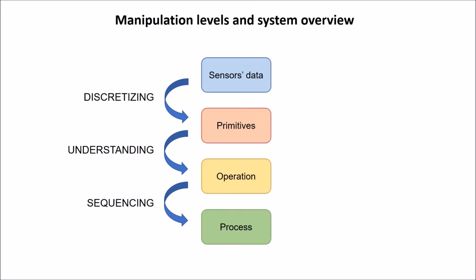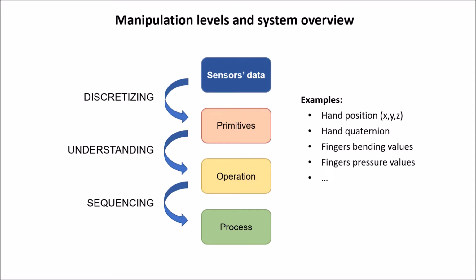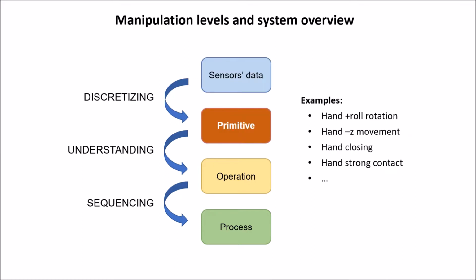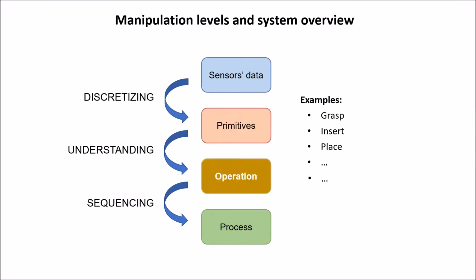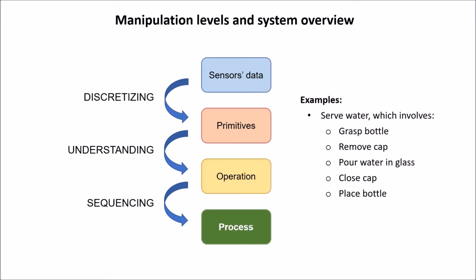This approach differentiates 4 levels of manipulation information. The simplest level is the sensor's data, which consists of the raw data captured by the sensors, such as the hand pose or the finger's motion. The second level is the primitive. Primitives are discretized sensor data with a semantic meaning, such as opening and closing the hand or the hand motion in a certain axis. The next level is the operation, which is the simplest manipulation action that can be performed on an object, such as grasp, insert, place, etc. Finally, the last level is the process, which is described as a sequence of one or more operations with a joint purpose, such as serving water.